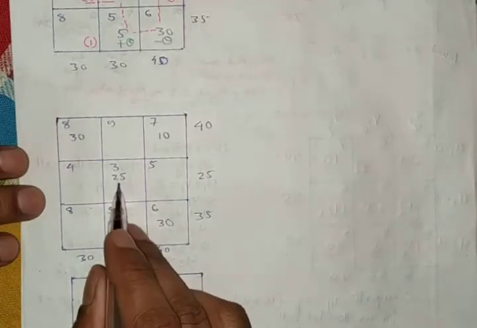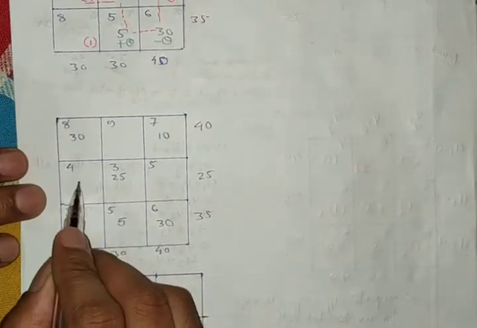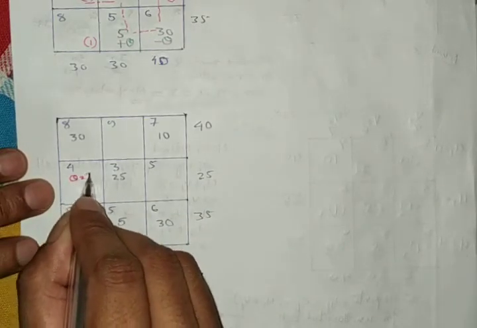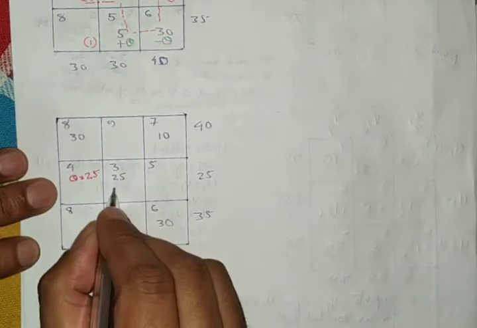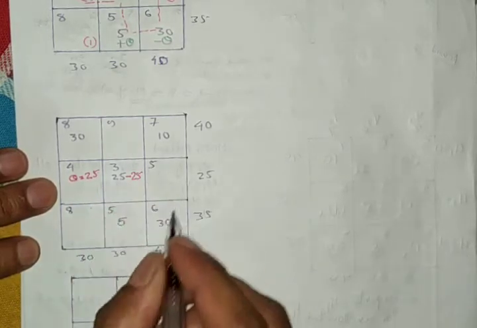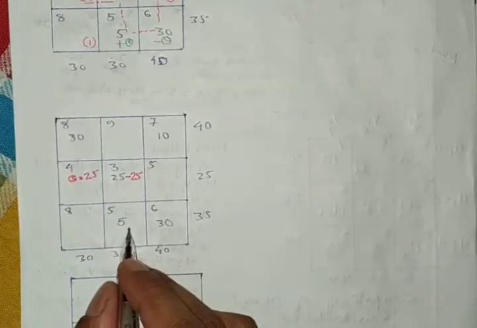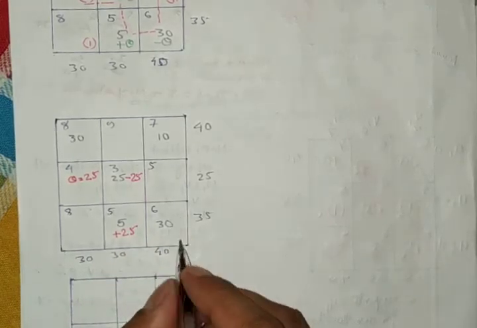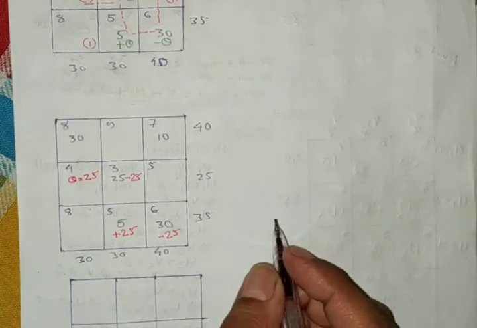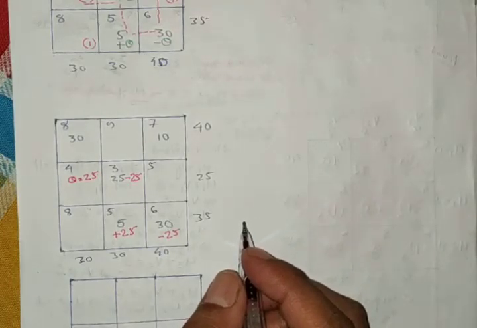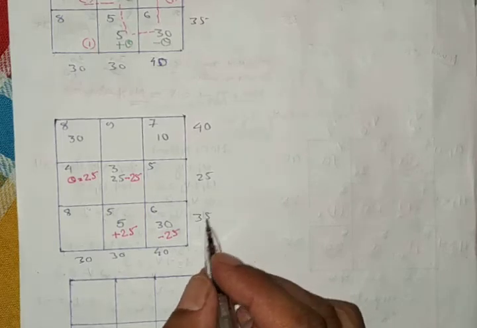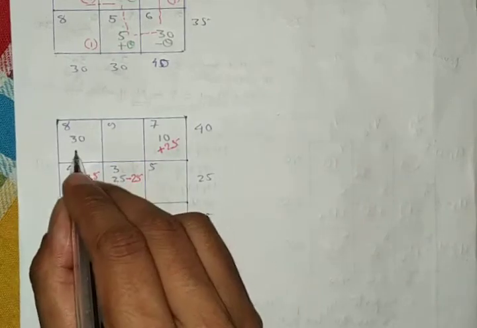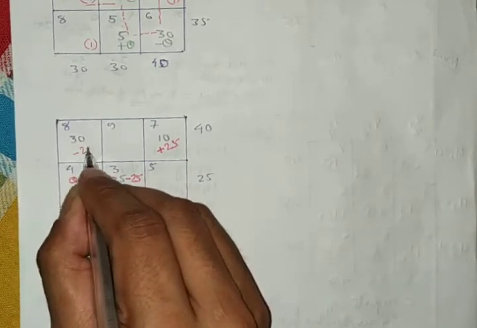So it is 25. If I put, it is 30, it is 25. So I can put theta is equal to 25. If I put theta is equal to 25, then it will be minus 25. So then here will be the plus 25. Here will be the minus 25. If it is minus, then it is a plus 25. Here will be minus 25.